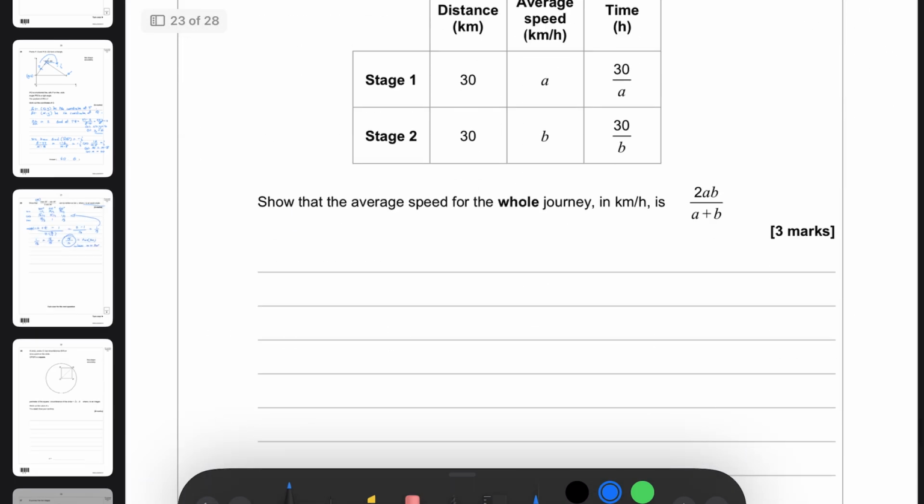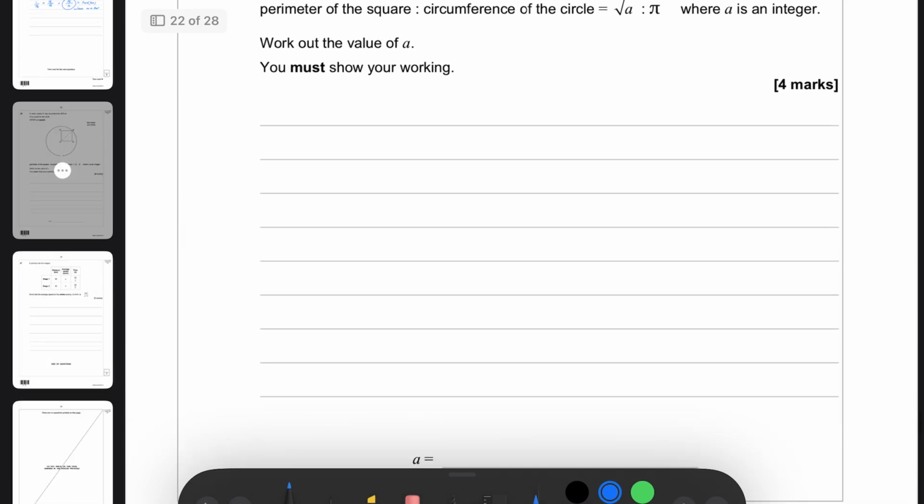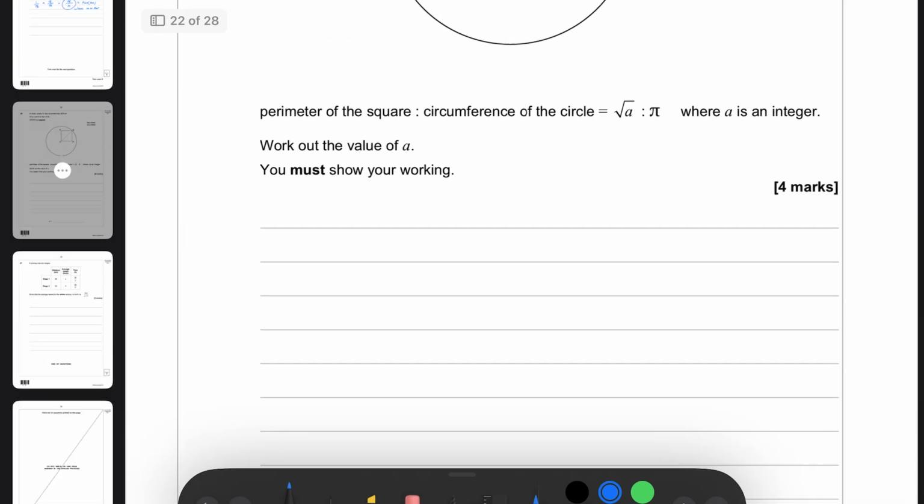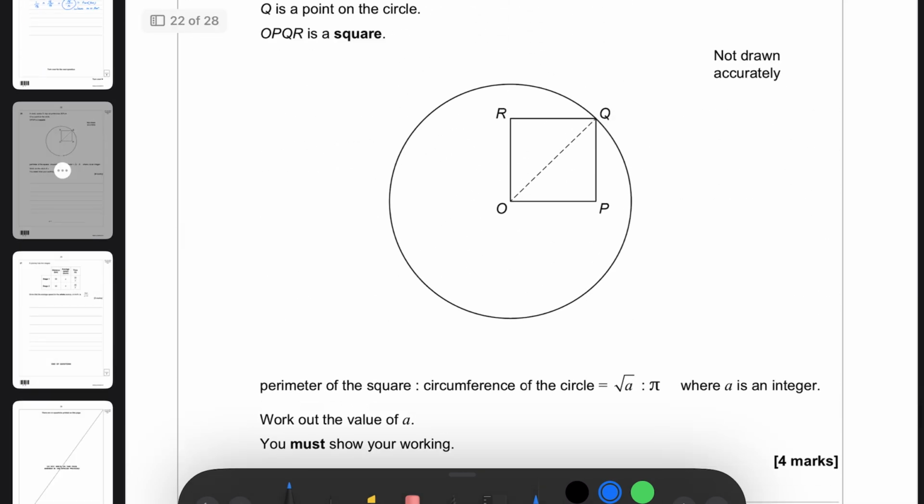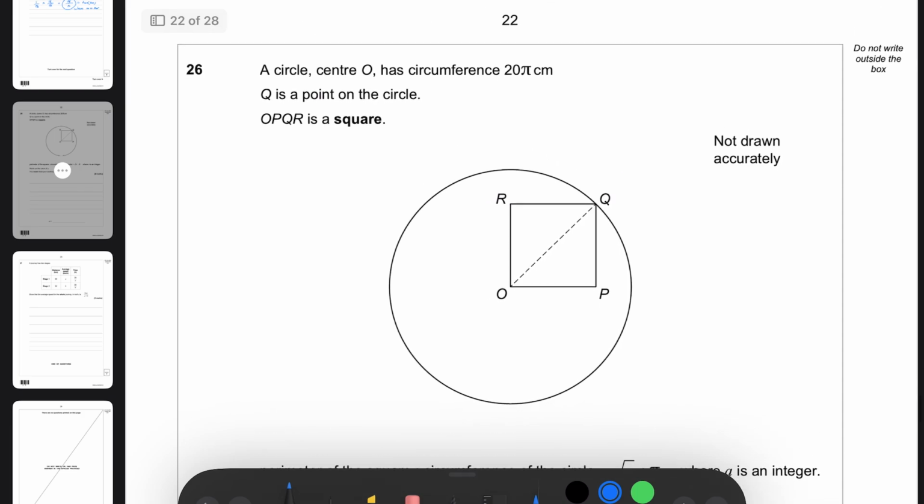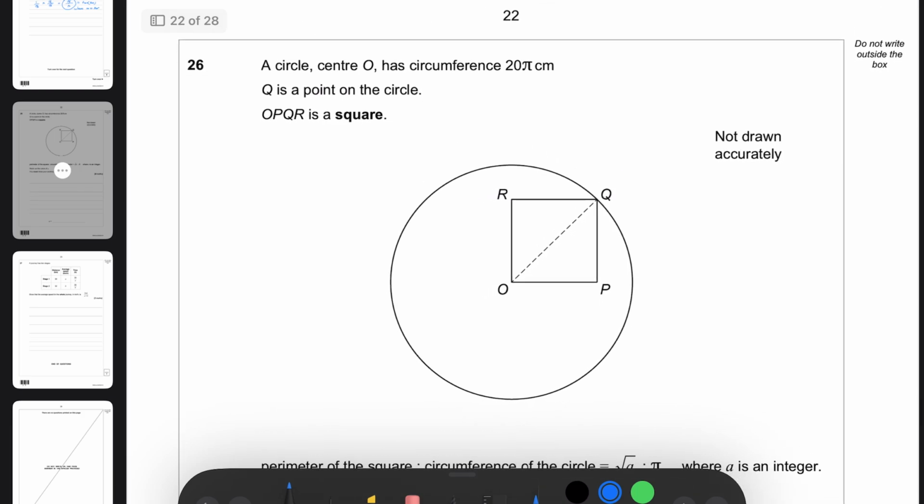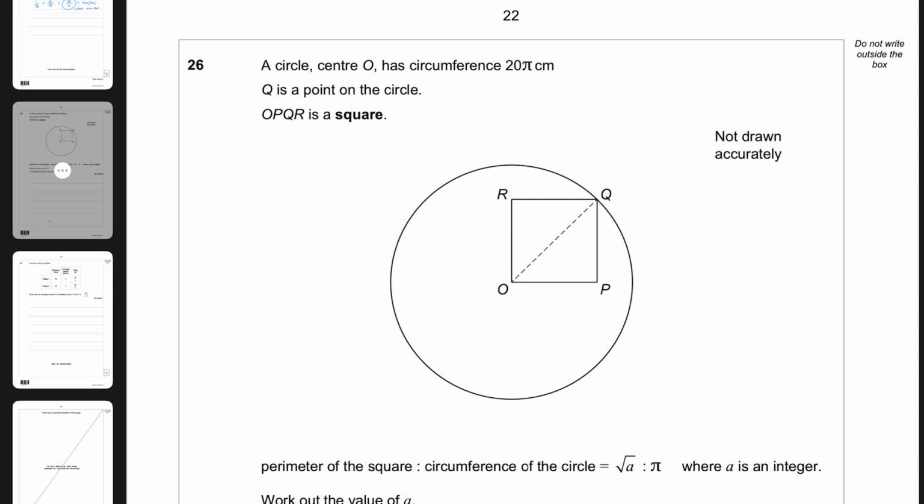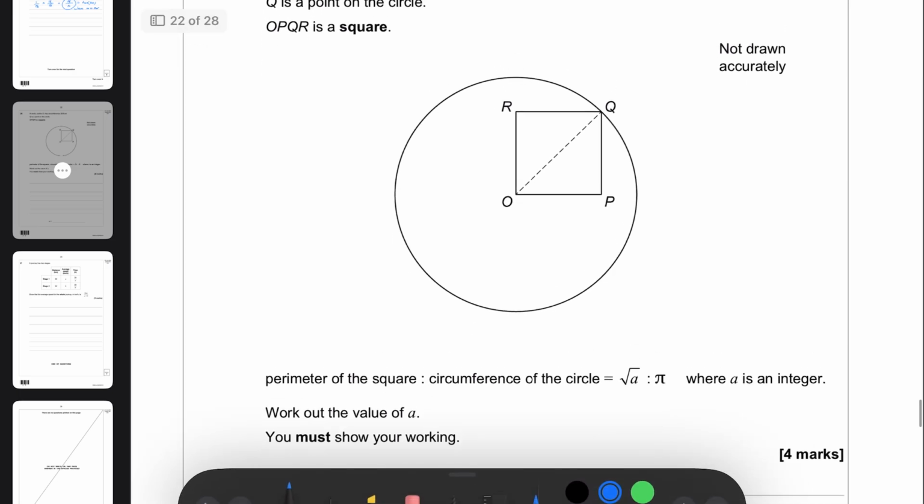Question 26, and I believe this is the penultimate question. It is. So let's get on with it. Circle center O has circumference 20 pi centimeters. Q is a point on the circle. OPQR is a square. Perimeter of the square.